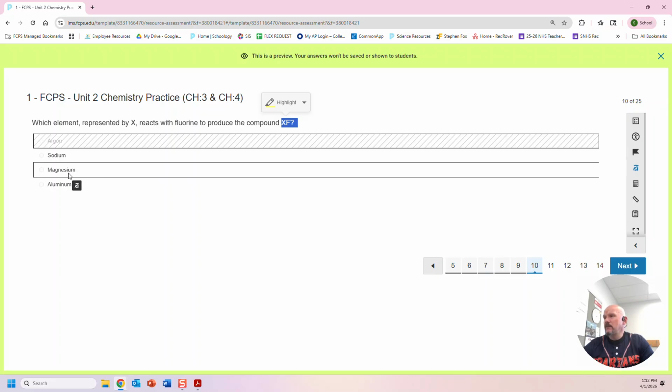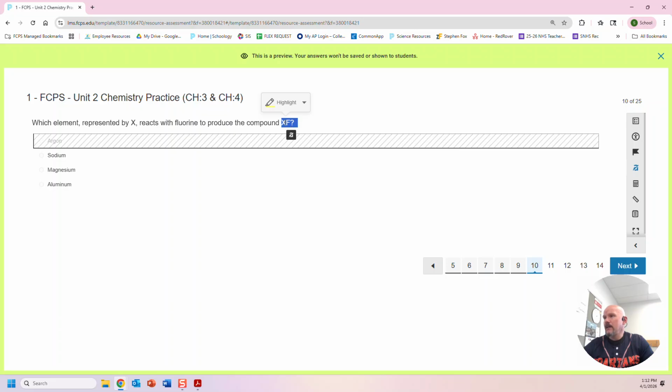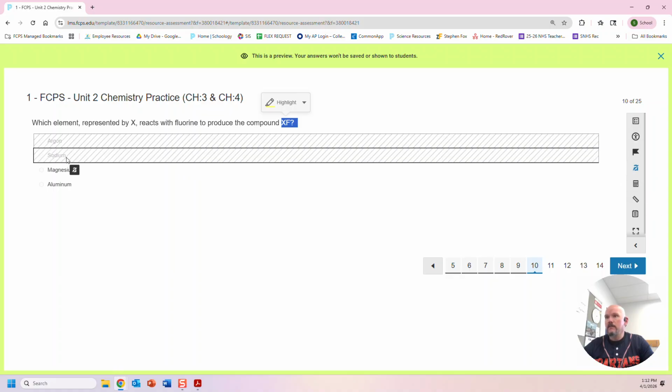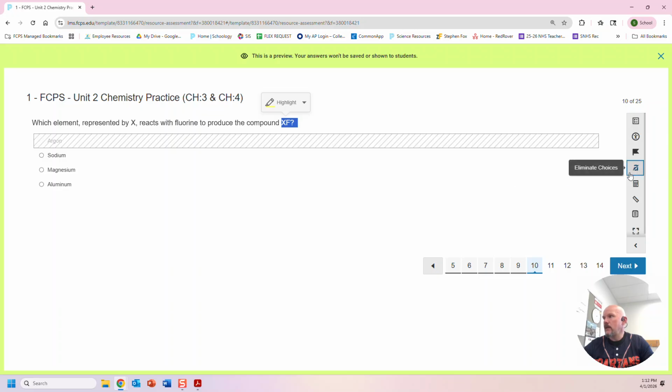And so which of these metals is a +1 ion? Because fluoride, F, is a 1- ion. And the answer would be sodium, right? Sodium, whoops, I don't want to eliminate sodium. I want to select sodium. Sodium is +1, magnesium's +2, aluminum's +3. So if it was XF2, it would be magnesium because you need a 2+ ion. If it was XF3, it would be aluminum because you would need a 3+ ion. Okay.